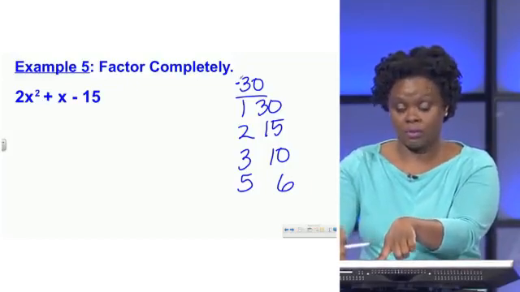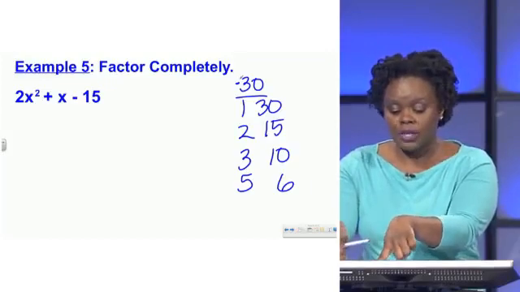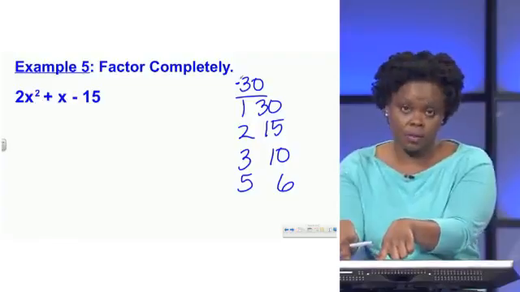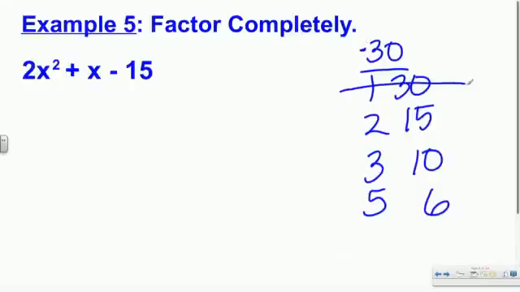I'm sorry, the answer would be positive 1. There's no way. If the 1 were negative, it'd be 29. And if the 30 were negative, it'd be negative 29. So we know that's not it.